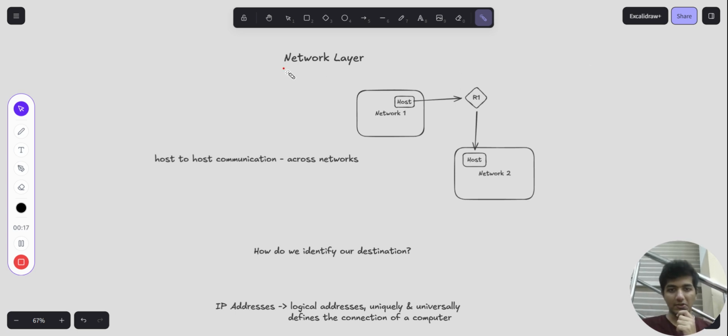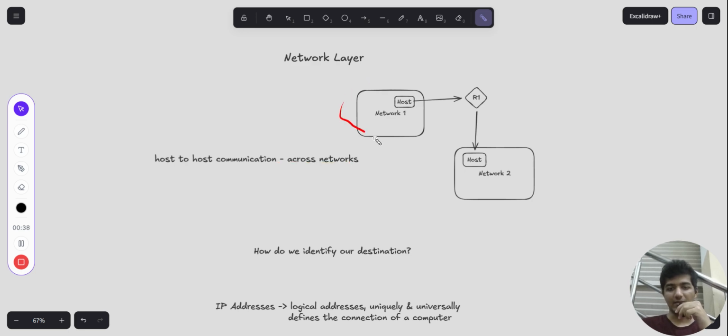Okay, so we're going to be talking about the network layer. Now, we're already familiar with models like the OSI model and TCP model, and amongst those, they both have a layer called the network layer. The responsibility of the network layer is host-to-host communication across various networks.